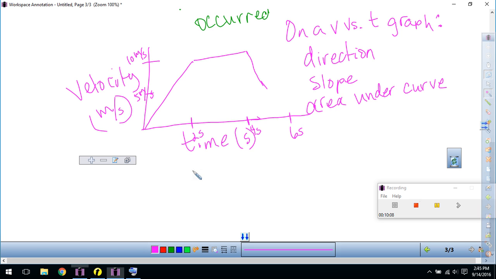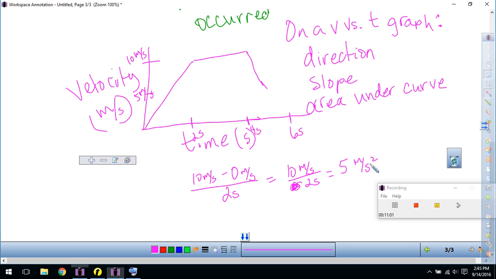So for this first one, he went from 0 meters per second initially to 10 meters per second, and it took him 2 seconds to accomplish that. So he had a change in speed of 10 divided by a change in time, delta t, 2 seconds. So he had 5 meters per second squared. So if he changed his speed over time, he accelerated.